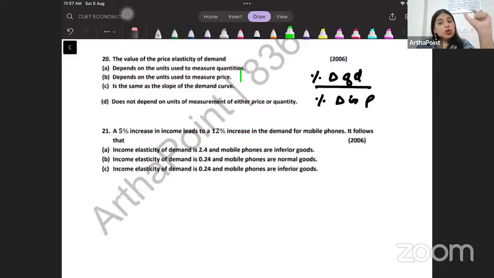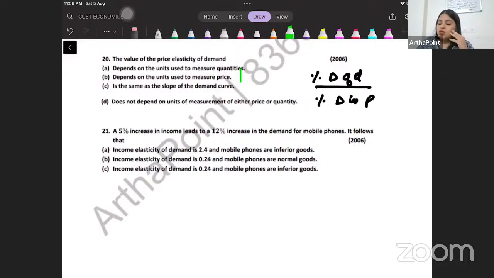So elasticity is always unitless. It does not matter whether I am taking the quantity in kg or in grams, or whether I'm taking quantity in terms of the number of cars or number of bicycles. The unit does not matter. Elasticity is going to be just a number. It is a unit-free measure, right? It does not depend on the unit.